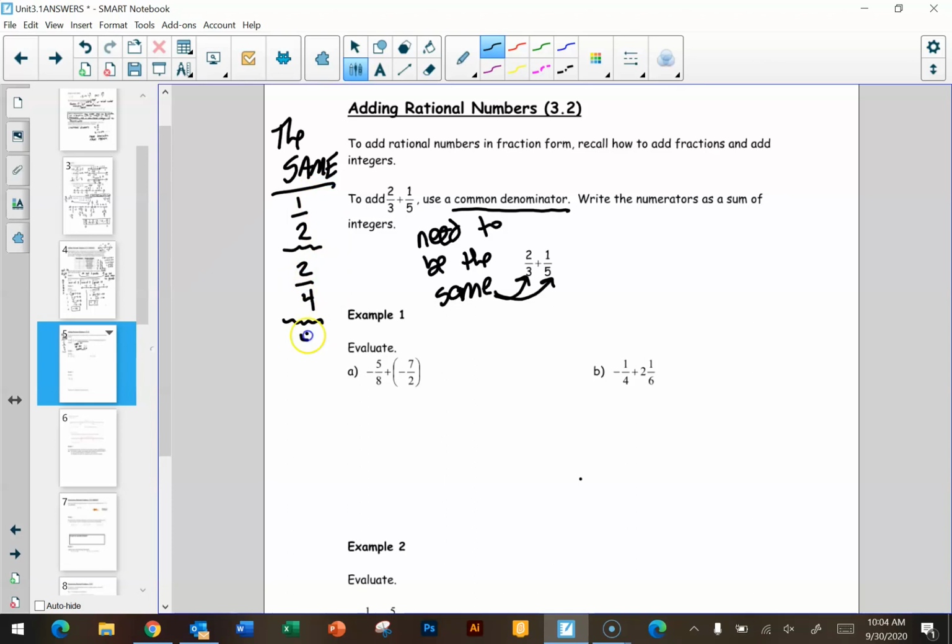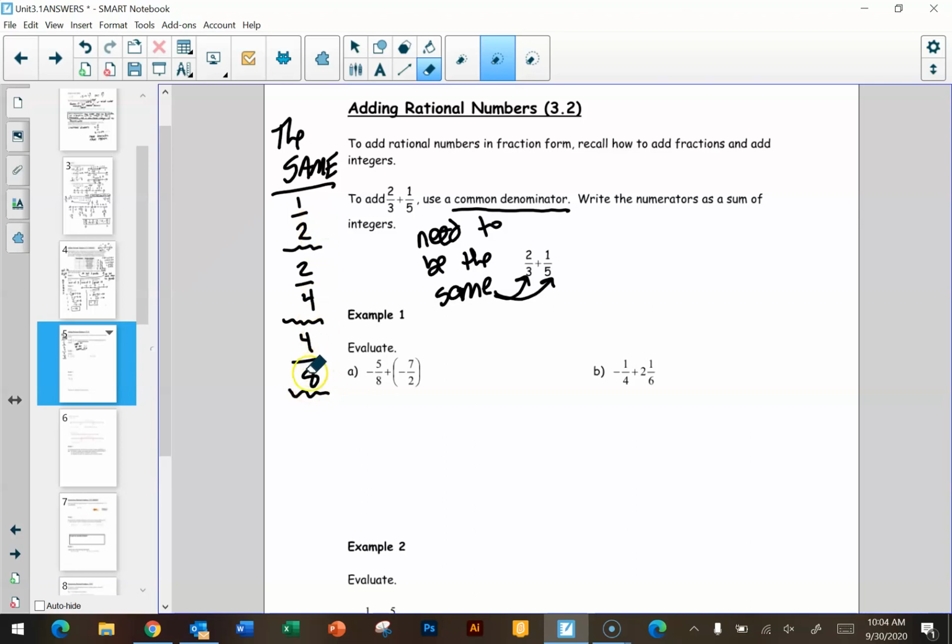Also, let's say your chocolate bar had 8 squares on it. If you gave your friend 4 of those 8 squares, you still gave them half your chocolate bar. It was just 4 slightly smaller squares. So they're all the same. They all equal the same, but they look different.